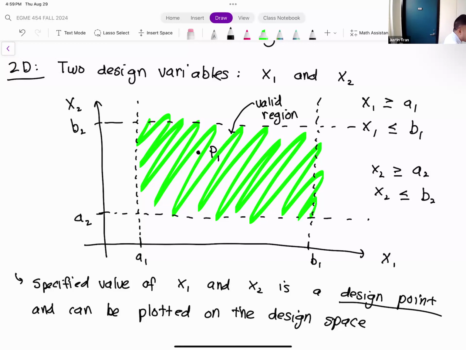Any design point that falls within that valid region is a valid design point. If we have a design point that falls outside this region, let's say that we have a design point P2 on the left right there. Even though P2 satisfies the constraints for x2, so it's between the upper bound and the lower bound for x2, you can see that it's outside of the valid region for x1. So P2 here is an invalid point.